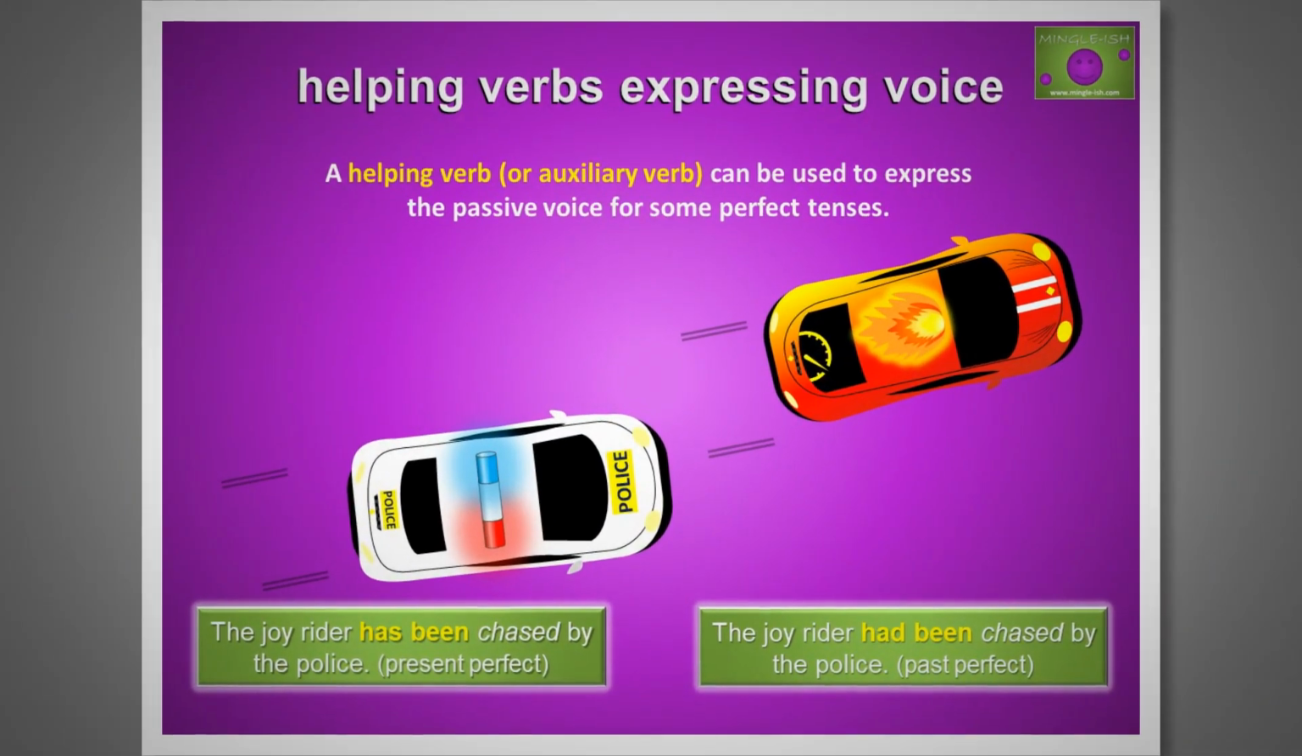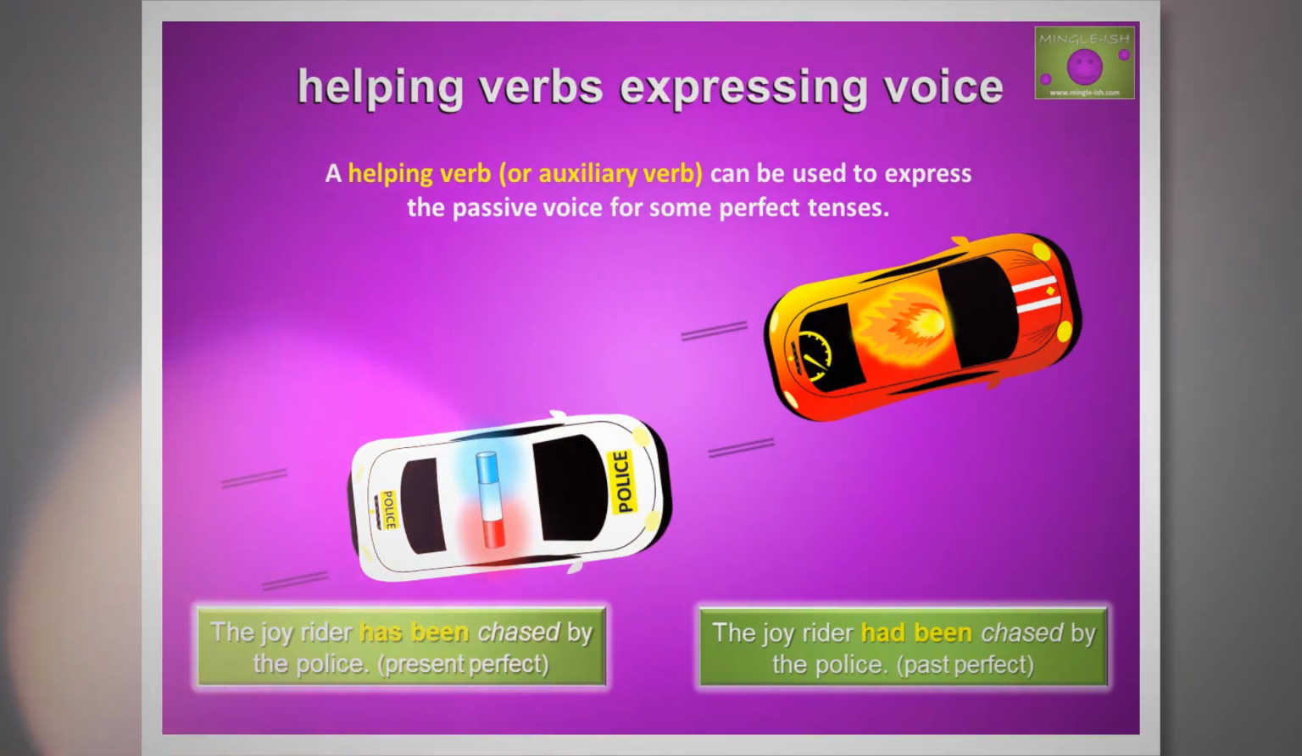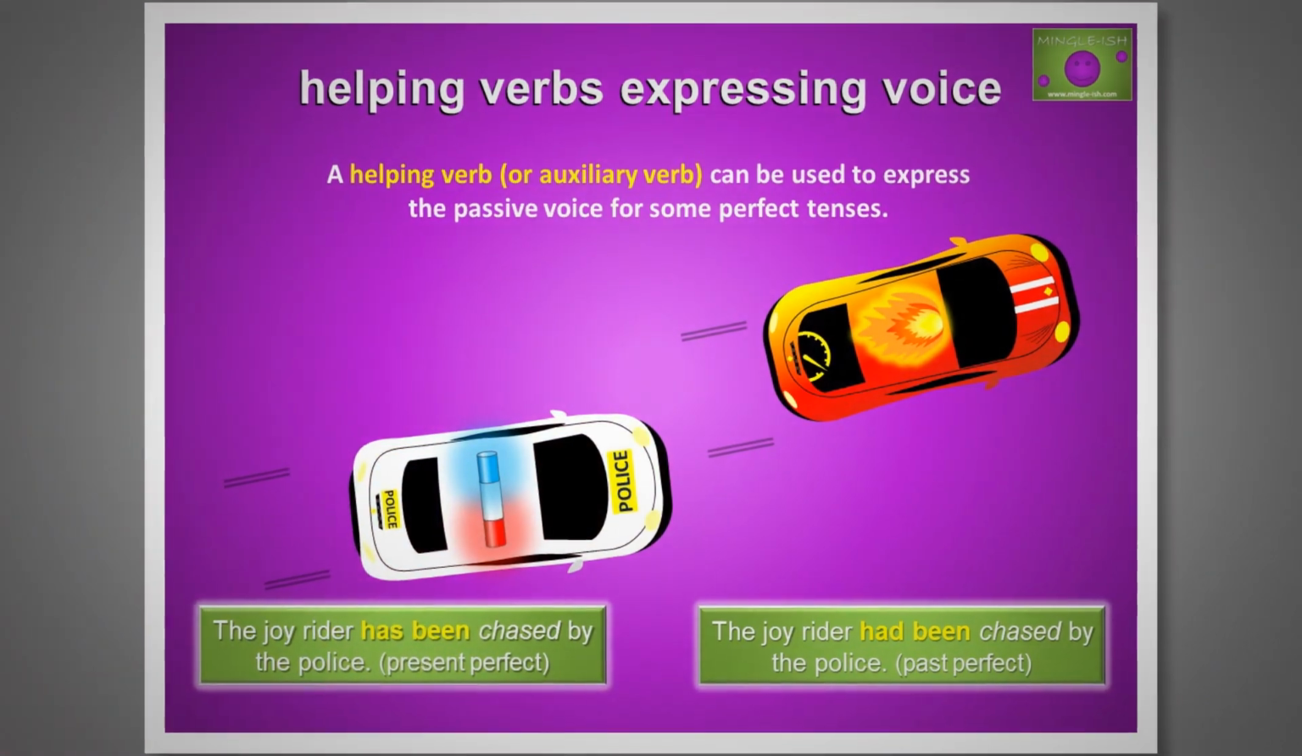A helping verb can be used to express the passive voice for some perfect tenses. The joyrider has been chased by the police, the present perfect tense. The joyrider had been chased by the police, the past perfect tense.